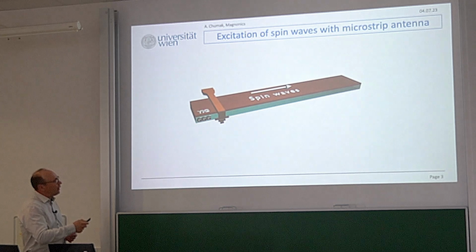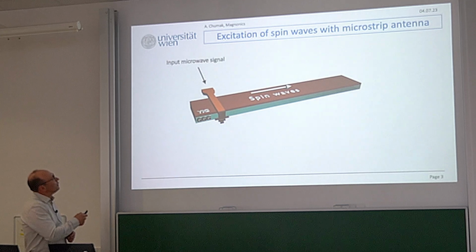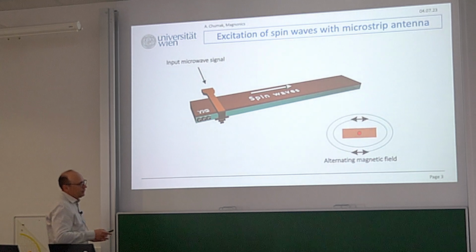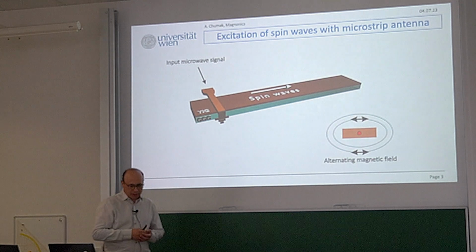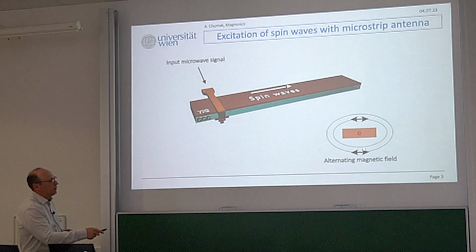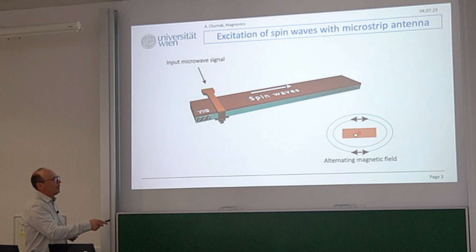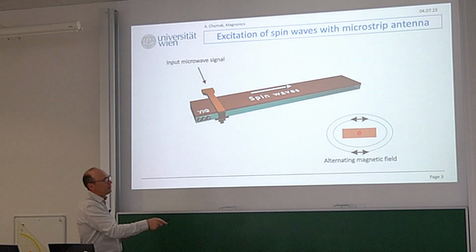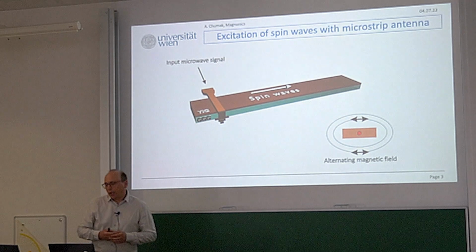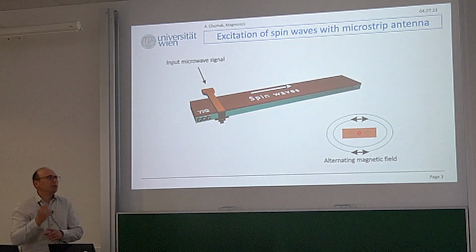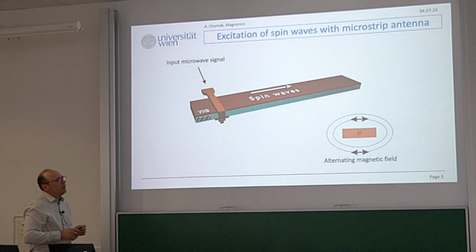And how does this antenna work? The input microwave signal is applied here. It's the same as in ferromagnetic resonance studies. We use the alternating field around the antenna. If you have an antenna with a current, here's the cross section. The current changes from one direction to the other, and it creates a field changing direction as well. In such a way, you will excite magnetization precession, like it was shown in the animations at the very beginning.